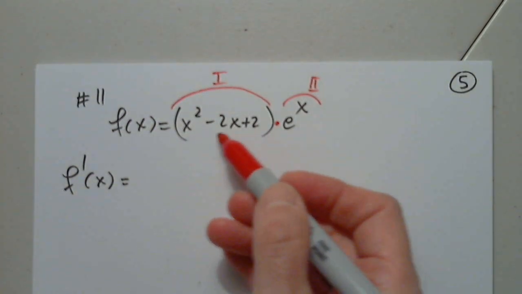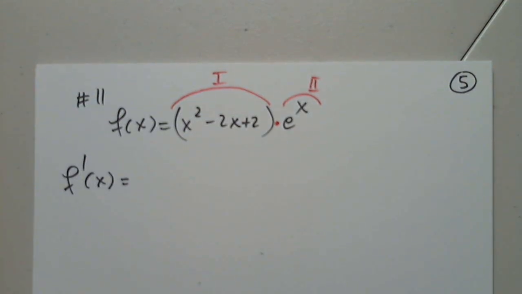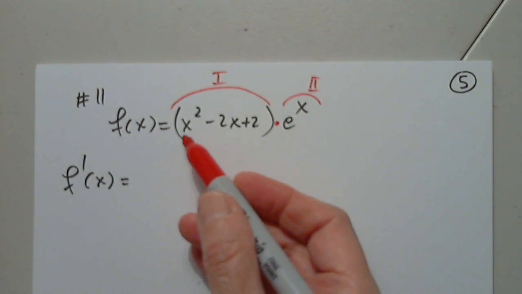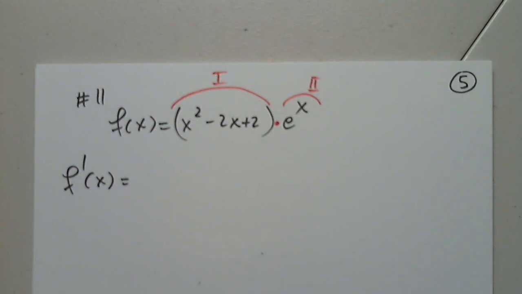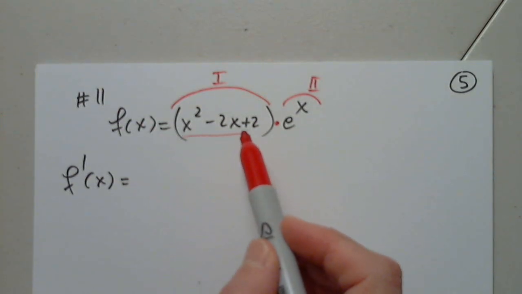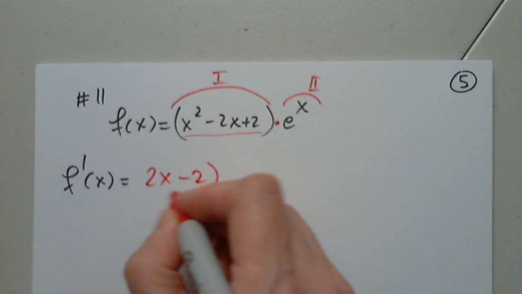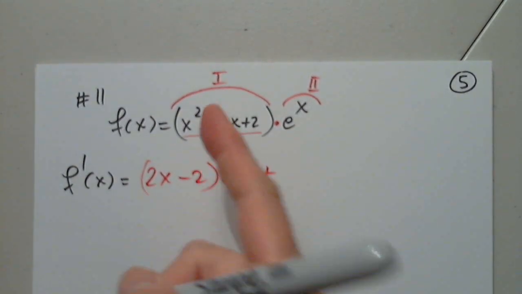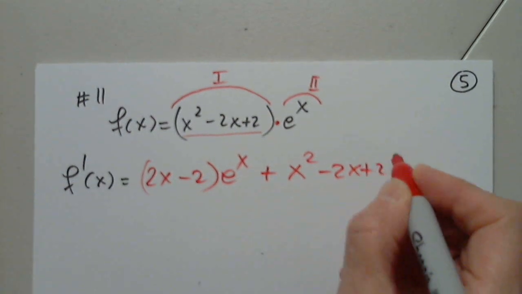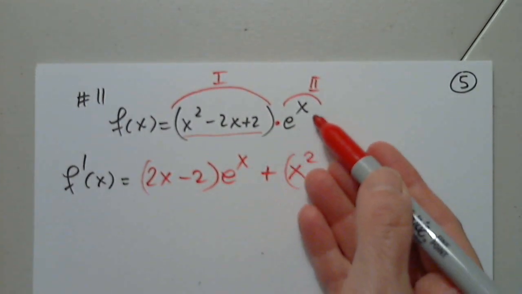Tricia, can you tell us how to differentiate this? You're muted. Okay, Ezra, would you like to try? Can you differentiate this for us? Yes. 2x minus 2? Brilliant. Times e to the x plus. I'm going to copy the first one. And can anyone give us e to the x prime?